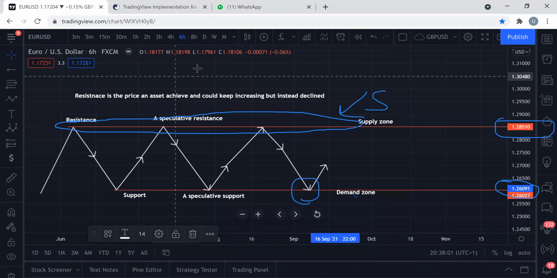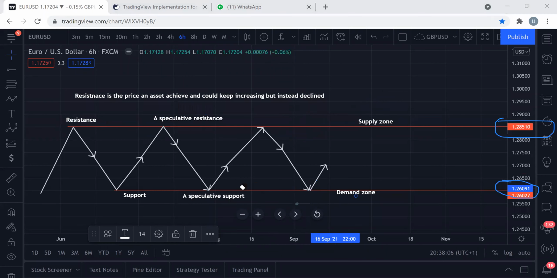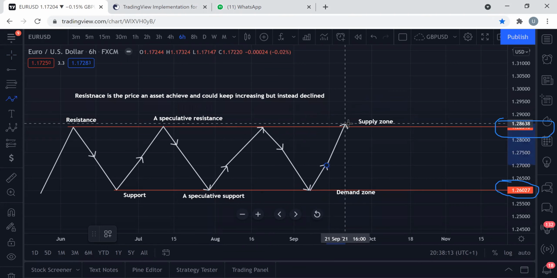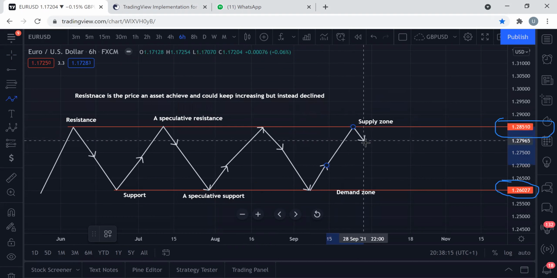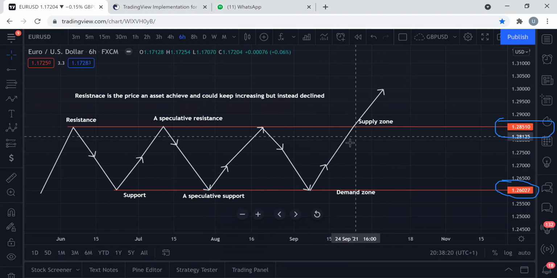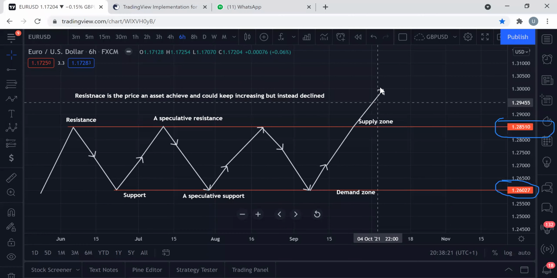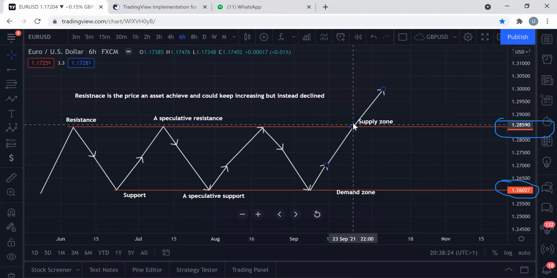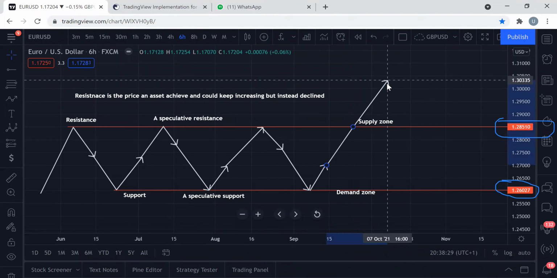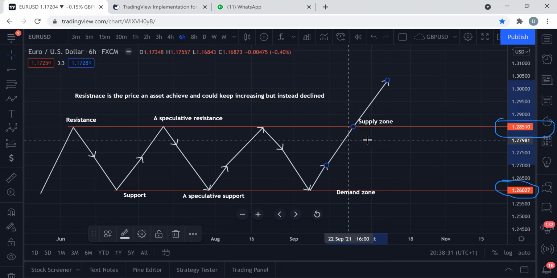That's one scenario. Now, there are some scenarios whereby, instead of the price getting to, for example, this resistance and rejecting like this, it does not reject, it just pumps up like this. Instead of rejecting, it just breaks it and keeps going up. This kind of scenario, we call it breakout.